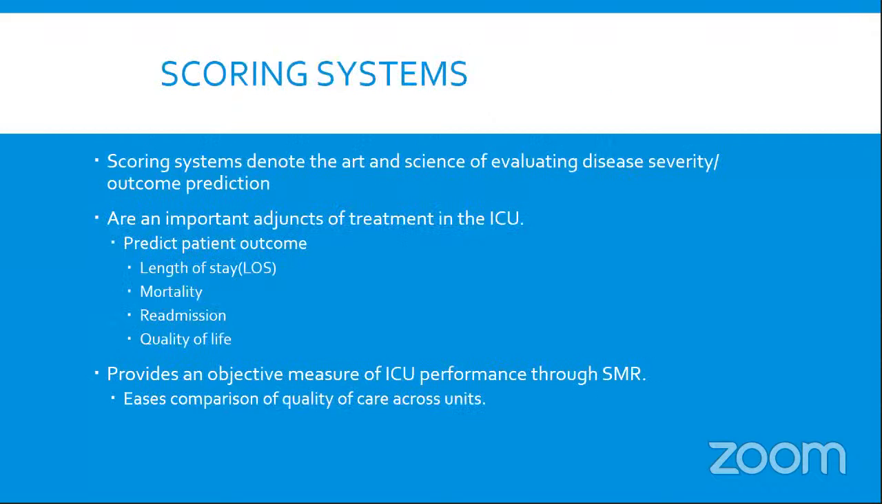So what does this thing mean, a scoring system? To make it very simple, a scoring system is basically an objective tool, a measurable tool, based on data that you can use to evaluate disease severity and then predict an outcome.